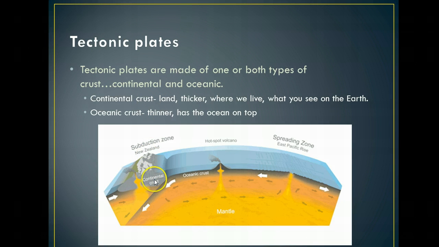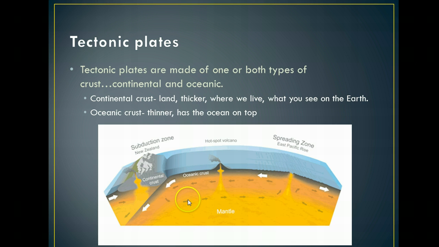So the continental crust, if you look down at this picture right here, you can tell that this is thicker. It has land on it. This is where we live, and this is what you see on the earth. Oceanic crust you are not going to see unless you can get into a submarine and go down to the bottom. Oceanic crust is thinner and it has the ocean sitting on top of it. So it is going to be denser because you have a whole lot more weight pushing down on it.